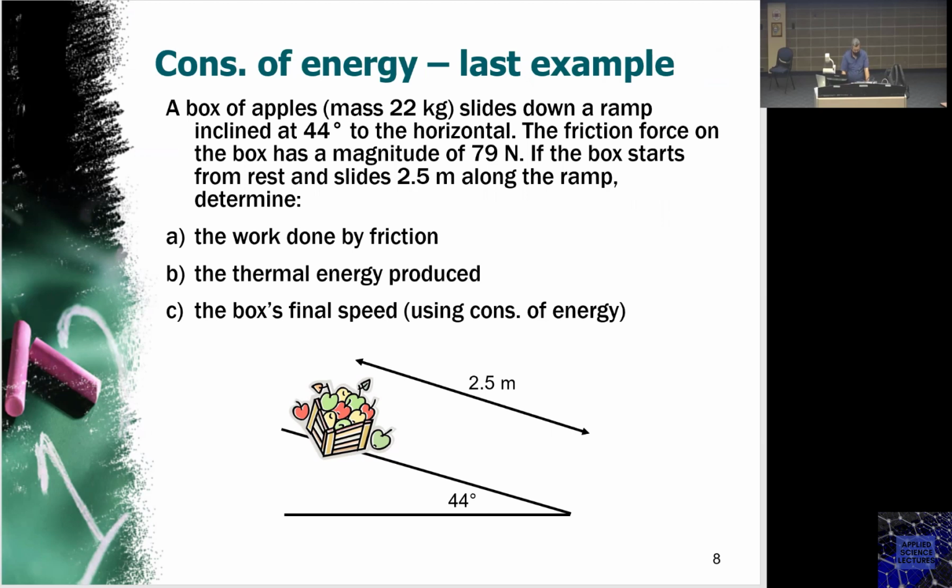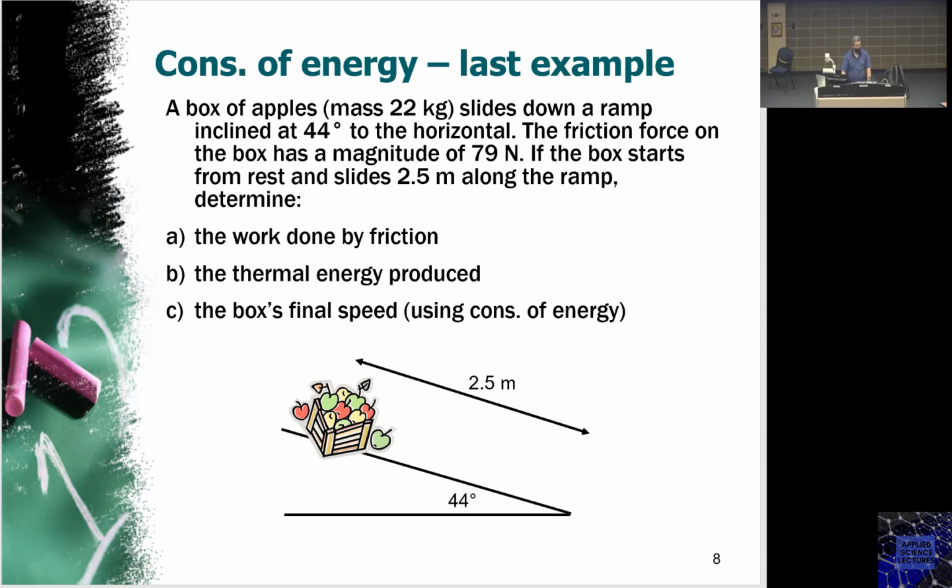And maybe the last one for today, and the last example also of conservation of energy. So in this example, we have a box of apples that has a mass of 22 kilograms. It slides down a ramp inclined at 44 degrees to the horizontal. The friction force on the box has a magnitude of 79 Newtons. The box starts from rest and slides 2.5 meters along the ramp. Determine the work done by friction.